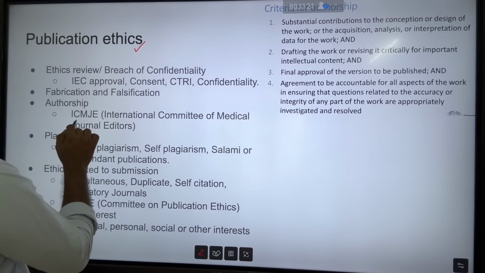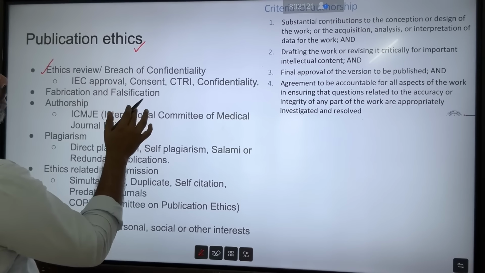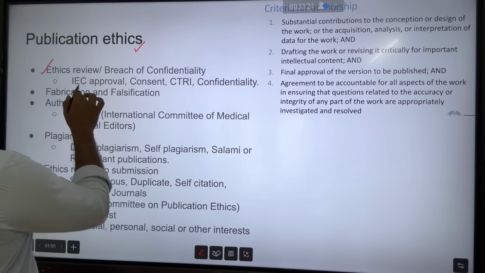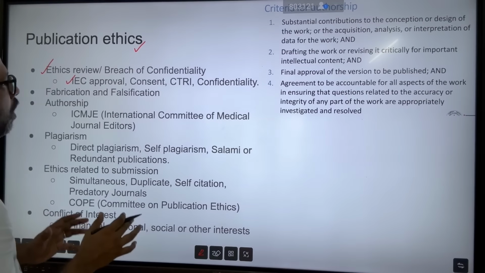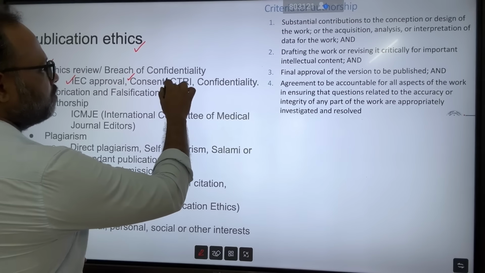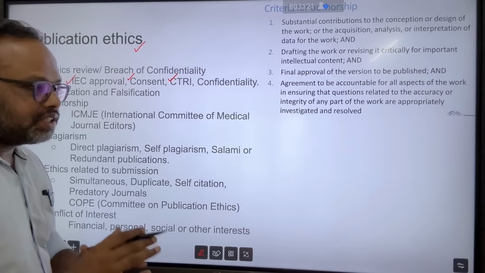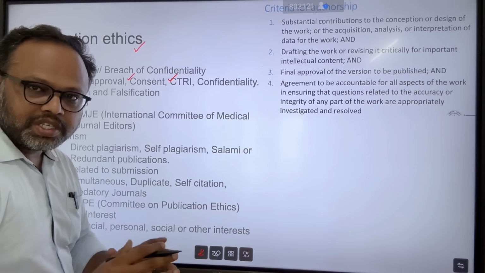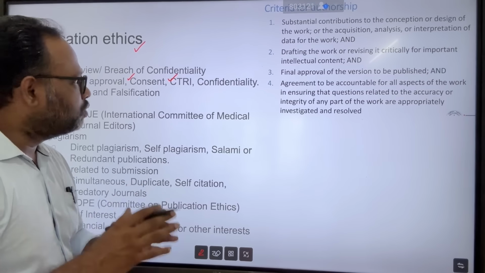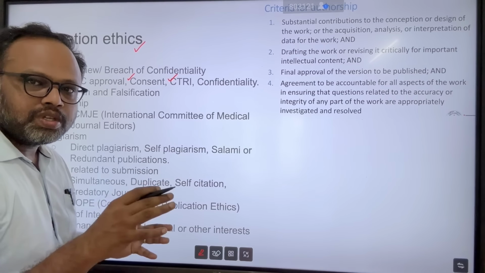Under publication ethics, they have mentioned about the ethics review and the breach of confidentiality. So we should get the IEC approval, and whatever we propose for IEC approval, we should follow it, and we should follow the consent form. We should follow the CTRI, that is Clinical Trial Registry of India registration. This CTRI is for every intervention; if it is an interventional study, it is mandatory that we do CTRI. For drug trials, it is mandated that we should use video consent.